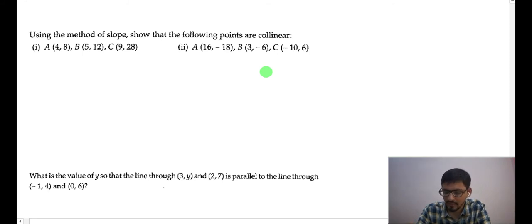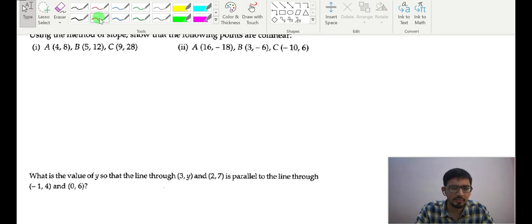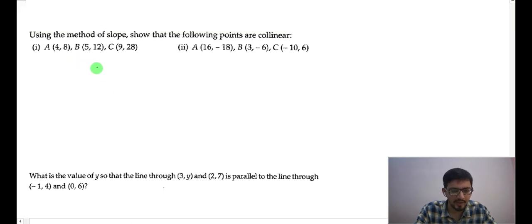So in the beginning of the chapter I told you that slope is a unique entity associated with a line. One line can have only one slope. Now see here, these points are given. Point A is (4, 8), point B is (5, 12), and point C is (9, 28). I want to prove these A, B, C are collinear, meaning they are on the same straight line.